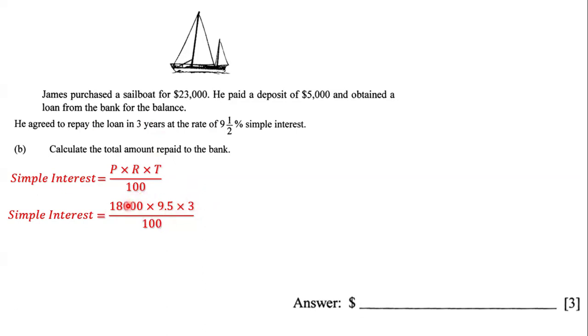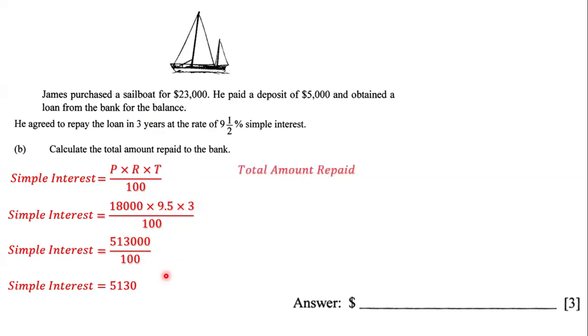Next, we multiply 18,000, 9.5, and 3. When we multiply those three numbers, we get 513,000, and we're going to put that all over 100. The next thing we're going to do is divide these two numbers. When we divide, we get 5,130. And so the simple interest is 5,130.